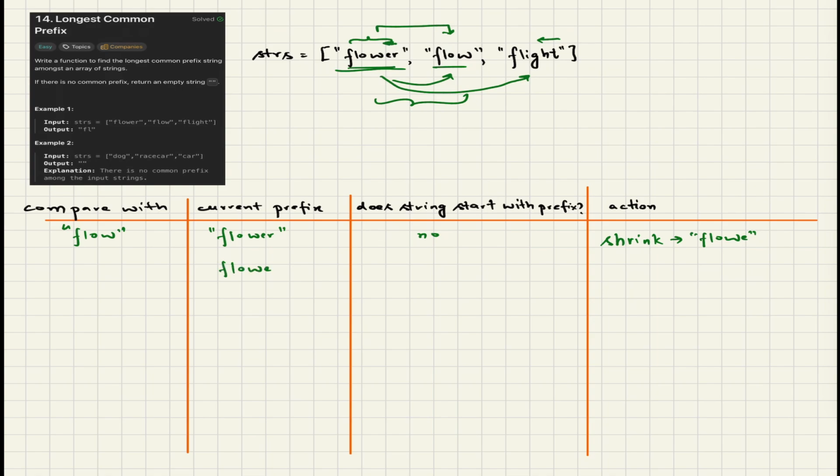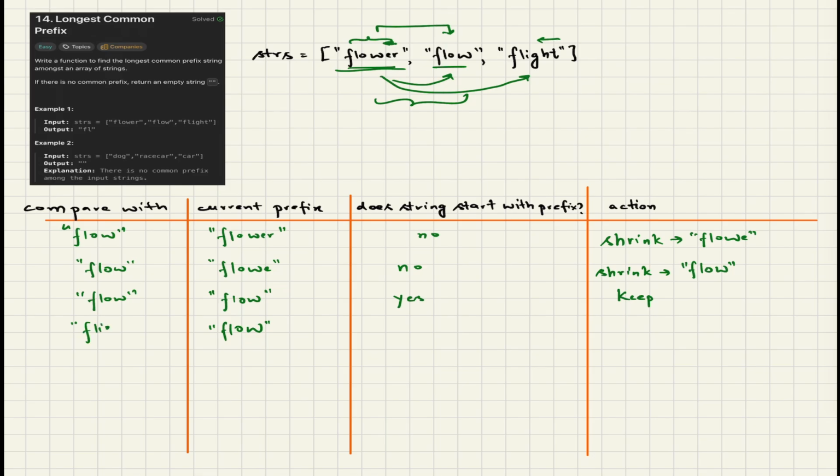So for now my current prefix is this, and I'm comparing it with flow. Does the string start with the prefix? No, it does not. So again I'm gonna shrink this. Now I have my current prefix as this. I'm gonna be comparing it with flow. Does it start? Yes, it does. We are gonna keep it, and then we will move to the next string like I had said.